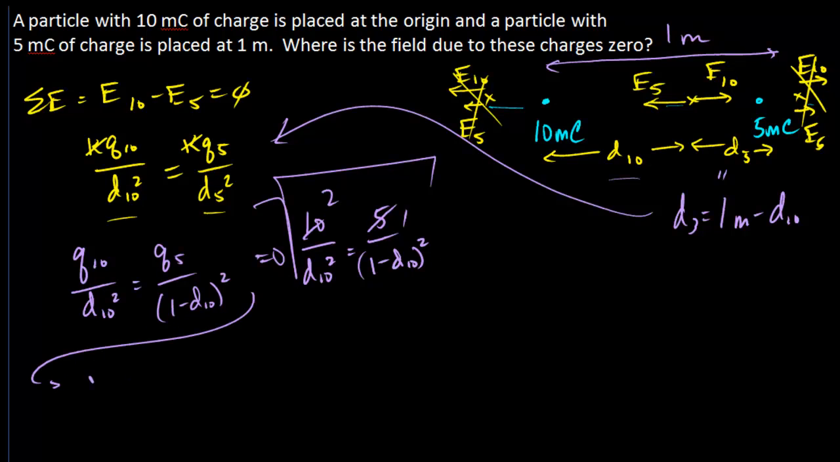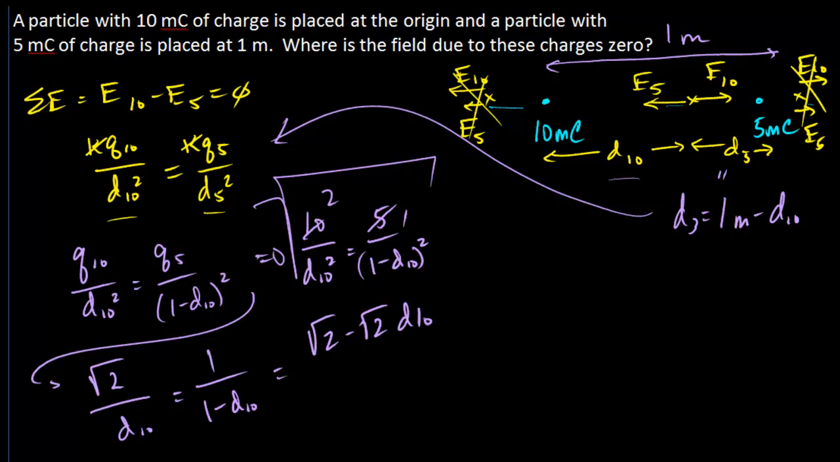If I square root the entire thing, the top is square root of 2. D10 squared, the square root of that is just D10, equals the square root of 1, which is still just 1, and the square root of 1 minus D10 squared is just 1 minus D10. That's a lot simpler looking. We can cross multiply. So this becomes radical 2 minus radical 2 d10 equals d10.